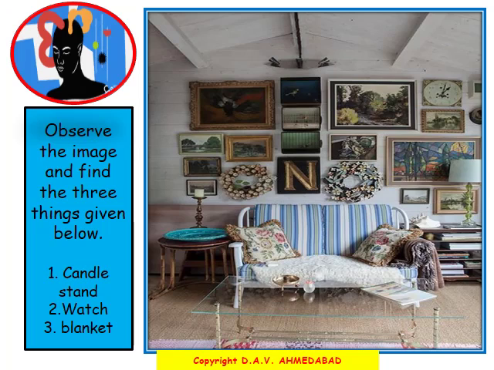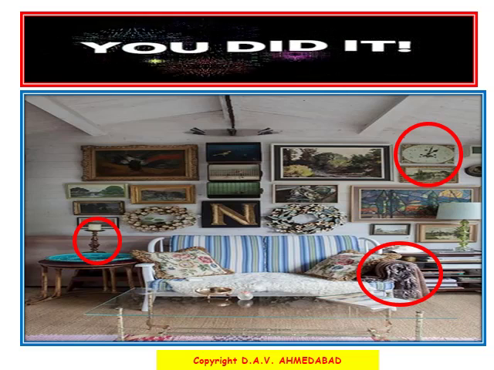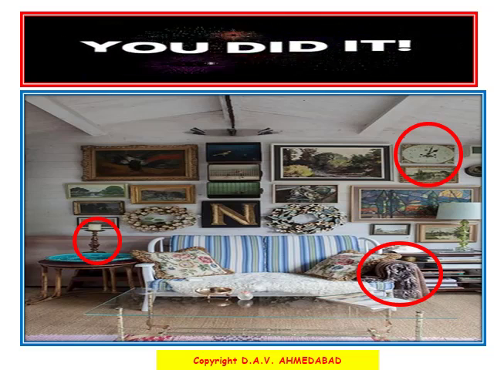Okay students, as you can see, there is a picture on the screen. Now I have a game for you. You have to observe the image and find three things given below. 1. Candle stand. 2. Watch. 3. Blanket. You can take 30 seconds and find the three items. Excellent job! You did it!